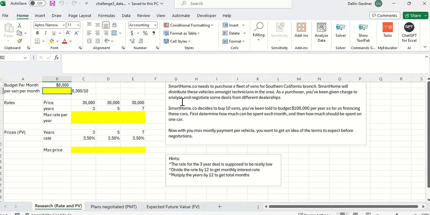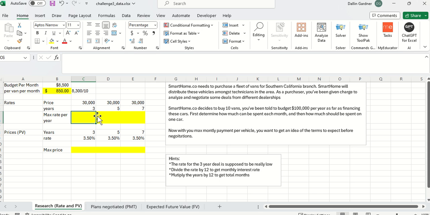So we've got an $8,500 a month budget, and we need to purchase 10 vans. To make the analysis a little bit easier, we're going to go ahead and find out what our payment is for each car. So you have a max of $850 a month for each van.